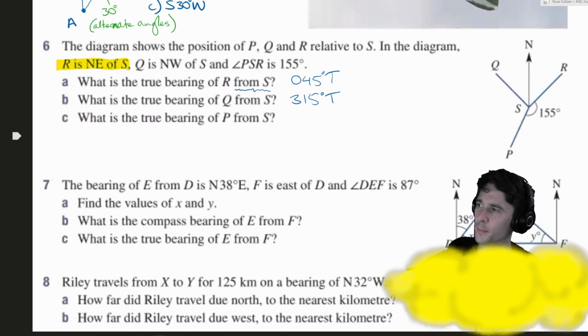315 degrees true. Now the fun one, this one will involve the angle that's marked on the diagram. What is the true bearing of P from S? All right, I'm happy to jump in and help you, but for now, just take your time and think about it. No rush. 200 degrees true, absolutely.